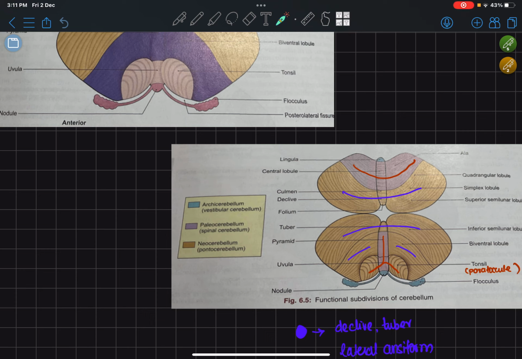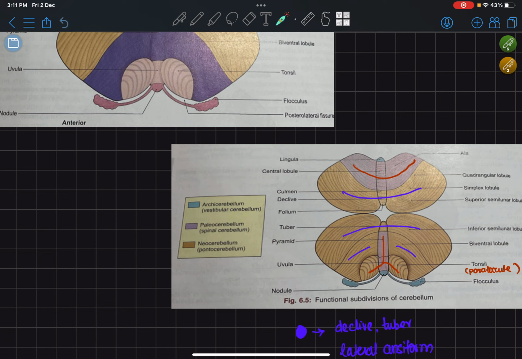Paleocerebellum is the next part of the cerebellum that appears after the archicerebellum, that is in the terrestrial vertebrates, which have limbs. So we'll see which parts belong to which divisions of the cerebellum. Archicerebellum is the floccular nodular lobe. That means it consists of the nodule and the flocculus, or plural floccule. So that is the archicerebellum.